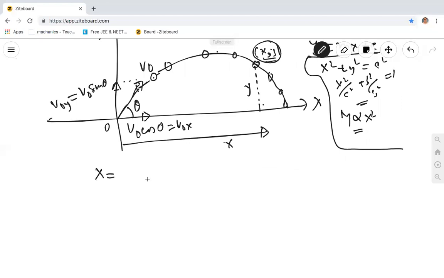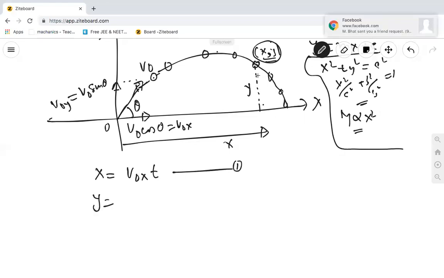That is V0x t, and we don't now need to write 1 by 2 ax square to make it 0 later. So it is just V0x t. No, sir. But then I have to say ax is 0, then delete it, right? So it is V0x t, the good equation. Equation number 1.